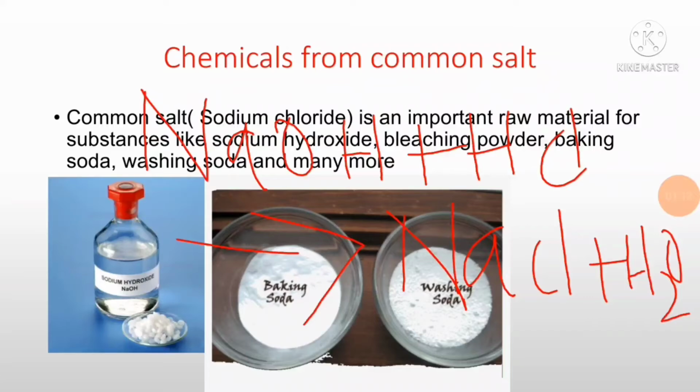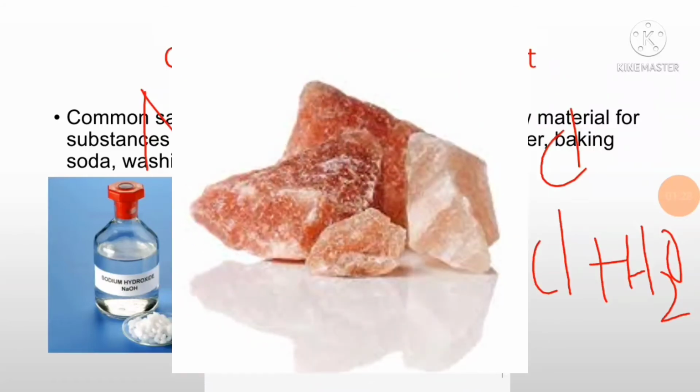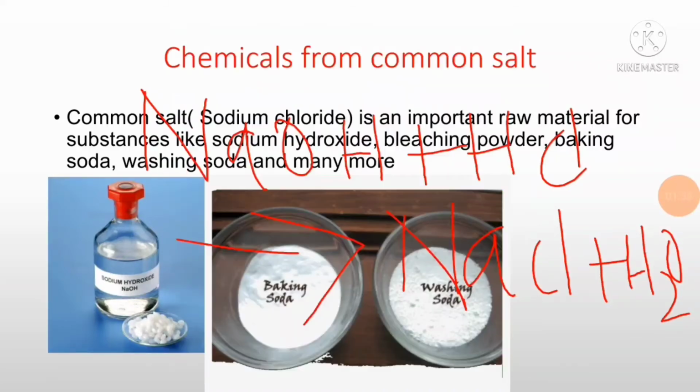And underground deposits of common salt are found in many parts of the world. Large crystals of common salt found in underground deposits are called rock salt. And rock salt is usually brown in color due to the presence of impurities in it. Rock salt is mined from the underground deposits just like coal.